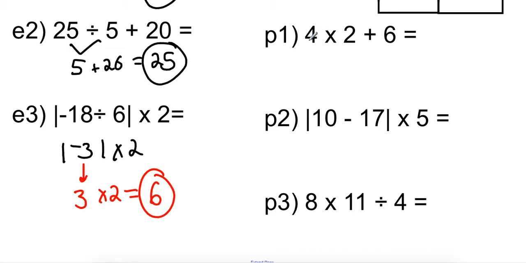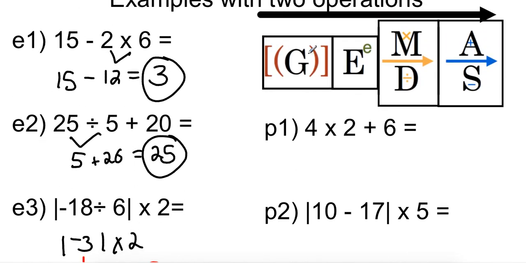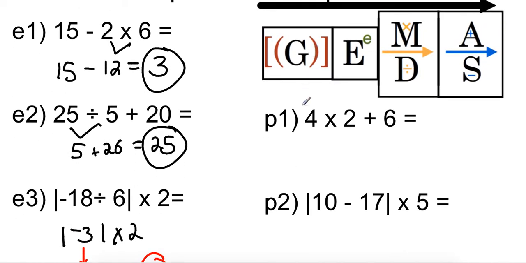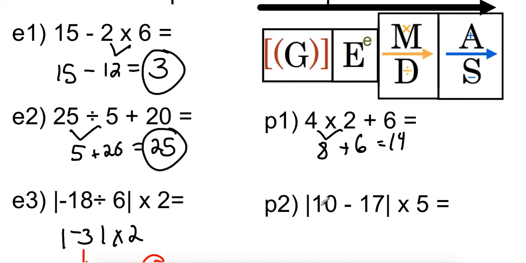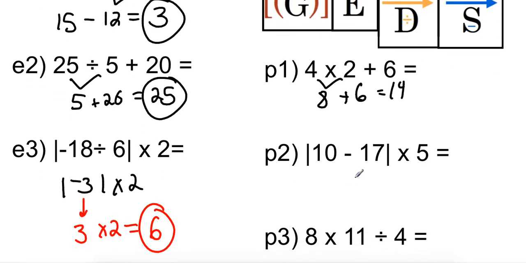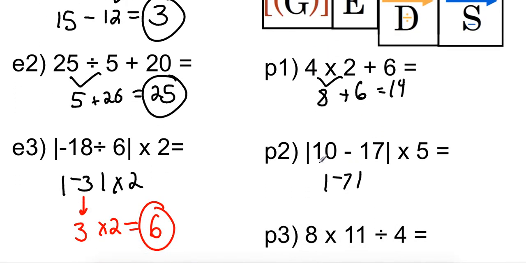Now that you've had some time to practice these skills on your own, let's go through some together. So for practice problem 1, you should see that we have 4 times 2 plus 6. Multiplication takes priority. 4 times 2 equals 8, plus 6, which is just 14. In our next example, we do have a group. We have 10 minus 17, which is going to give me negative 7. And remember, we took care of the subtraction before the multiplication because we have these absolute value brackets, which means this is a group. So 10 minus 17 gives me the absolute value of negative 7 times 5.